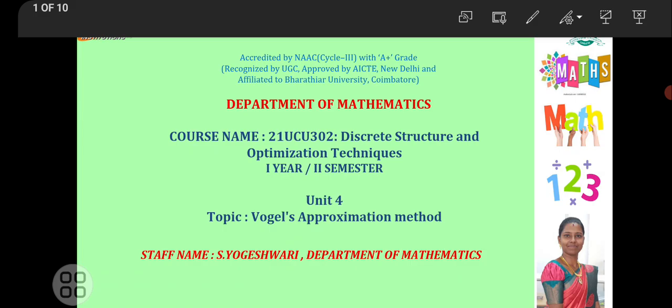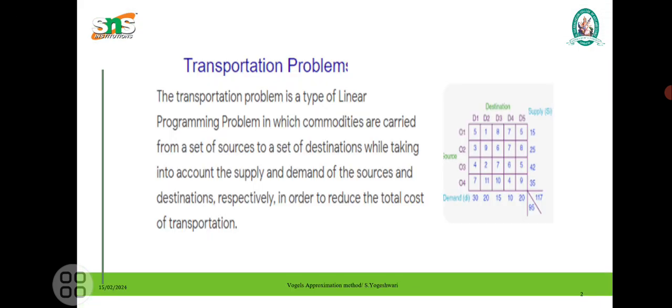Now I am taking the subject, Discrete Structure and Optimization Techniques. The topic is Vogel's approximation method.